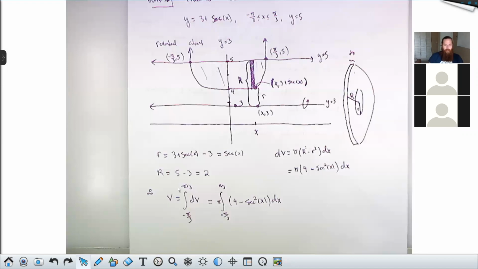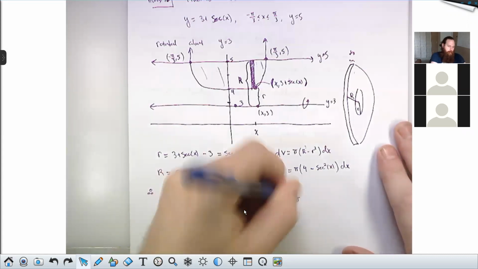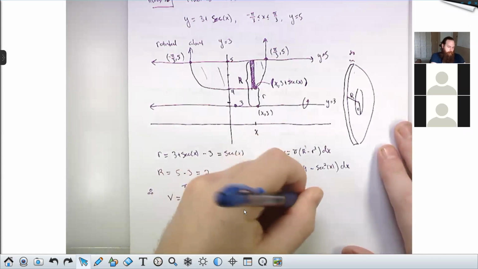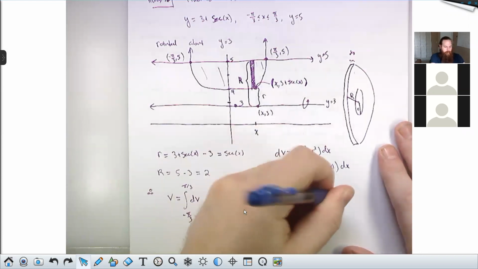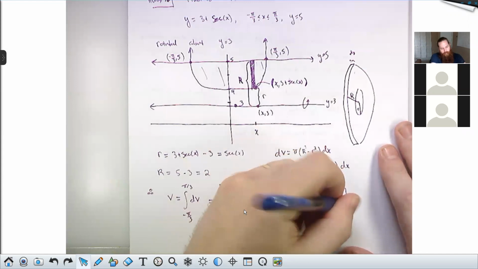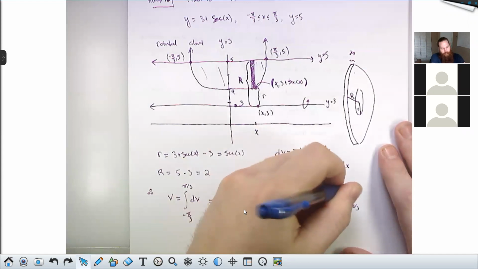Thankfully, the antiderivative step here is really easy. The antiderivative for 4 is just 4x. What's an antiderivative for secant squared? Tangent, yeah. So this is pi times 4x minus the tangent of x, all evaluated from negative pi over 3 to positive pi over 3.